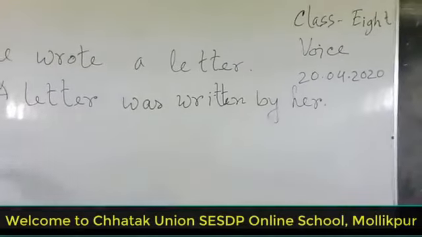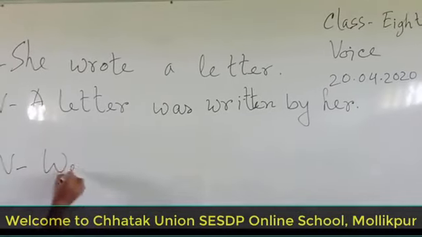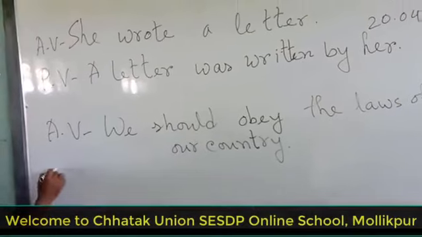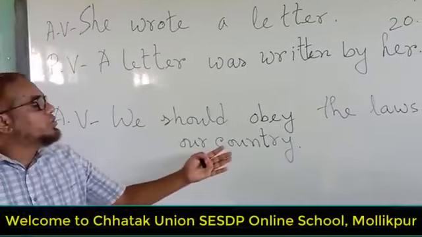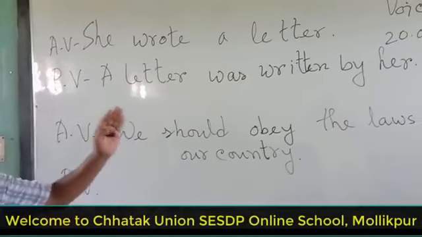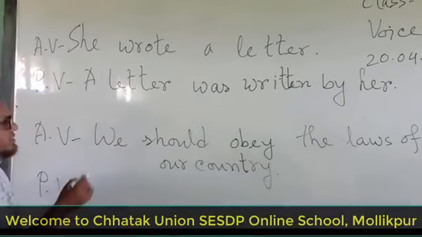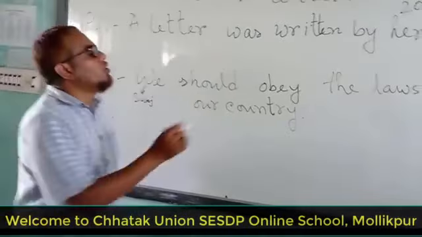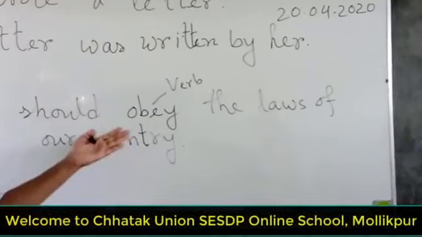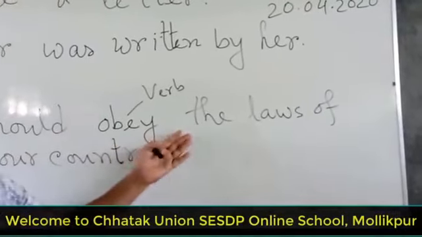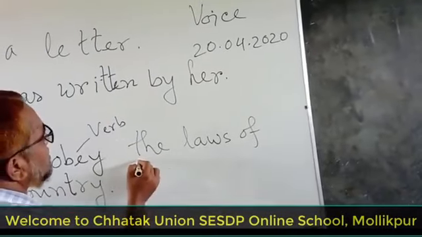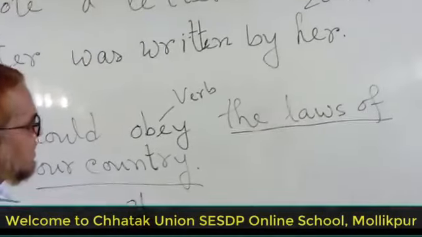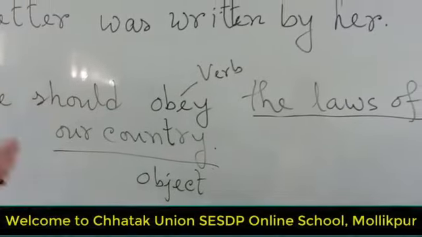Another sentence. Active voice: we should obey the laws of our country. Passive voice. At first we have to find out the subject, object and principal verb or main verb. Dear friends, we is subject. And obey is verb. Try to find out in the sentence. Obey is verb. The last part, the laws of our country, is object. A long object.